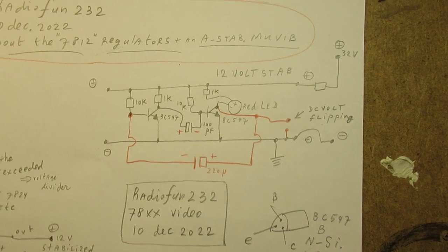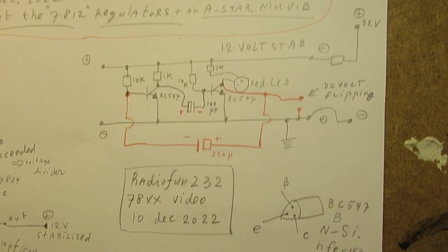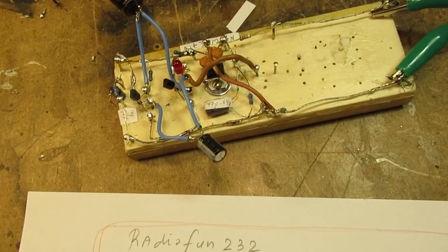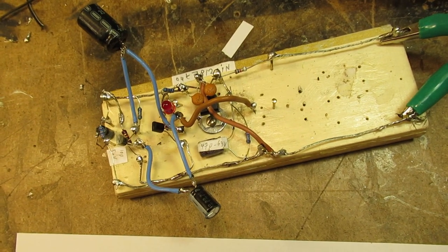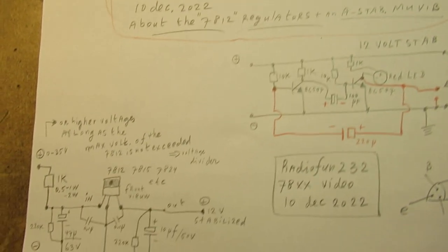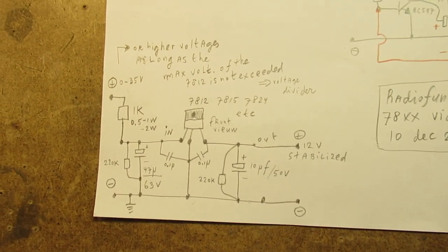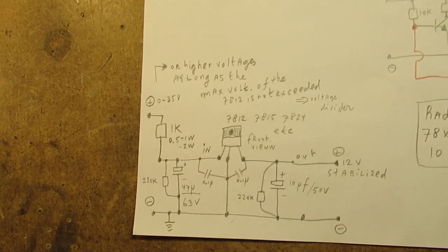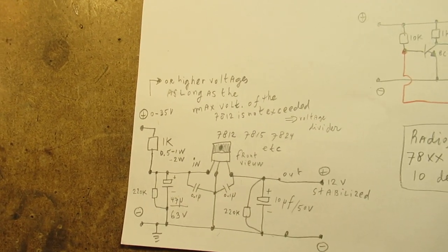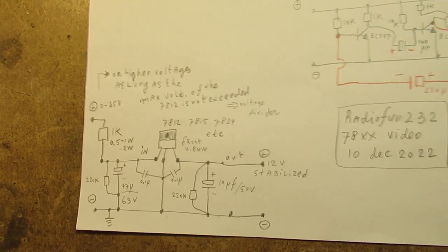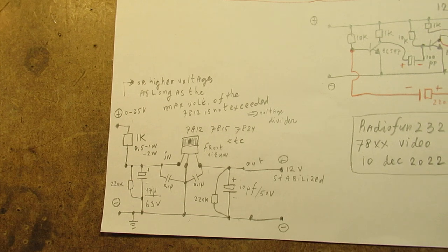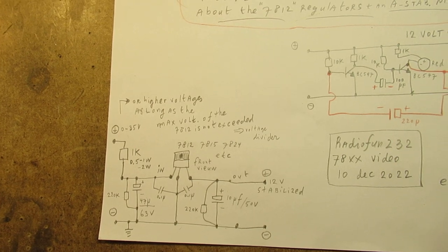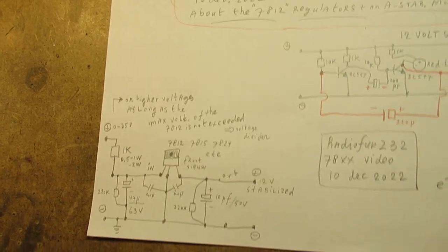Thanks for watching. I hope I can finish this project. If not, no pain. In that case, I have made a good description about how to use such a 78xx regulator. And there are also 79xx regulators. They regulate in the negative lead, in fact with exactly the same properties. Thanks for watching.